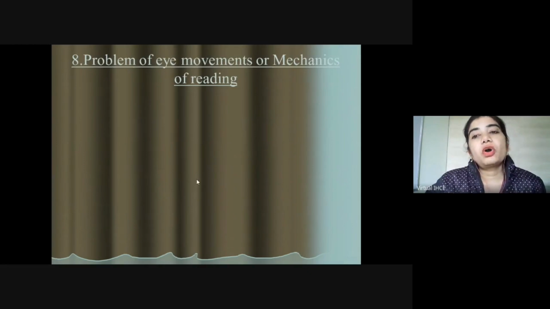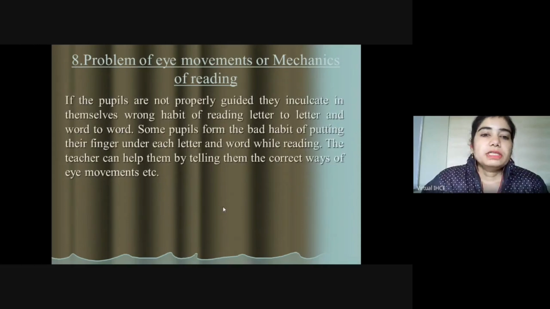Problem of eye movement or mechanics of reading. The eyes of the children, how they have to move, that has to be taught by the teacher in the early stages. So this is another obstacle of efficient reading. If the pupils are not properly guided, they inculcate in themselves the wrong habit of reading letter to letter and word to word. Some pupils form the bad habit of putting the finger under each letter and word while reading. We have already discussed that this is not a good habit. The teacher can help them by telling them the correct ways of eye movements, that they have to capture the word.